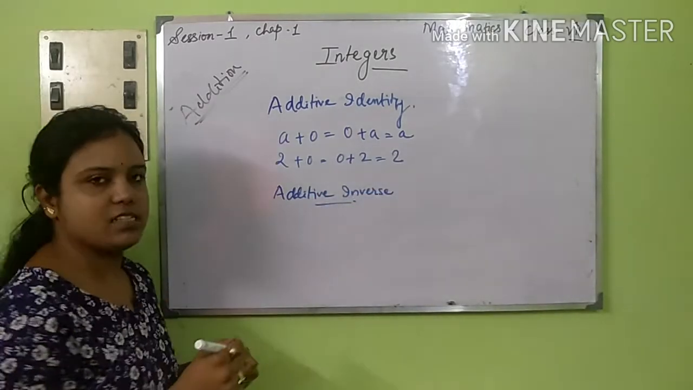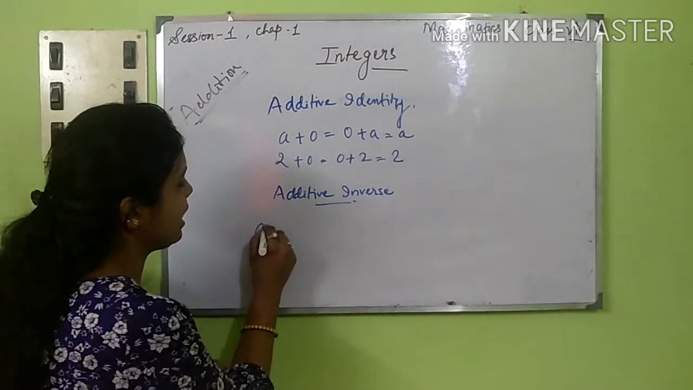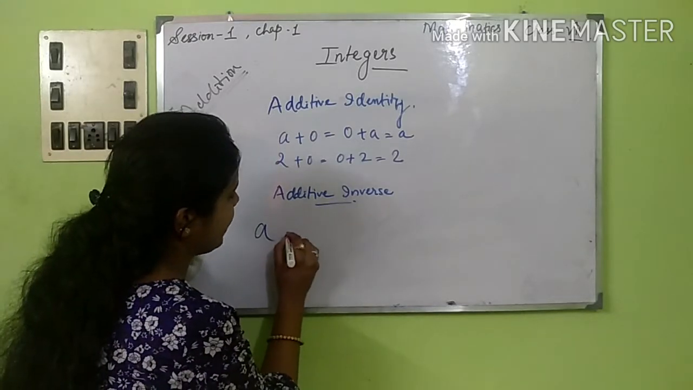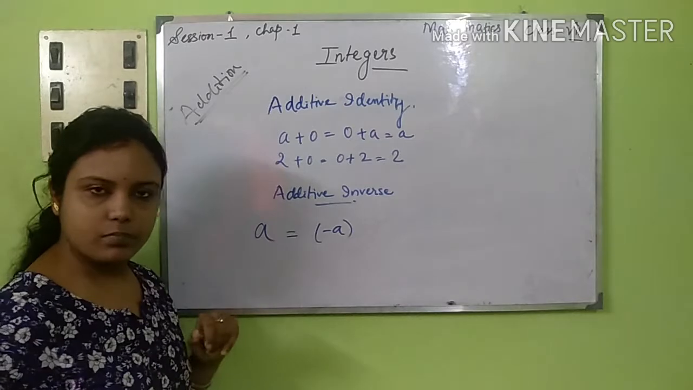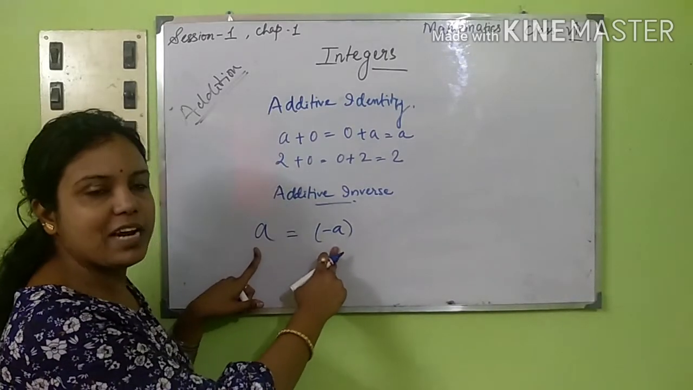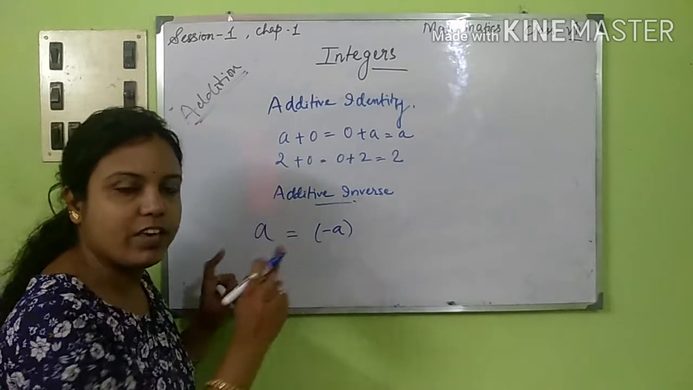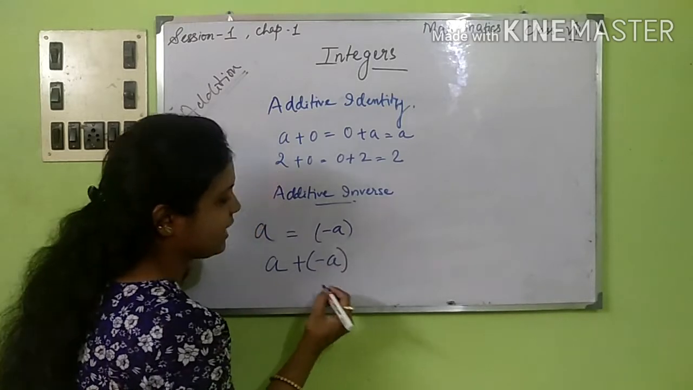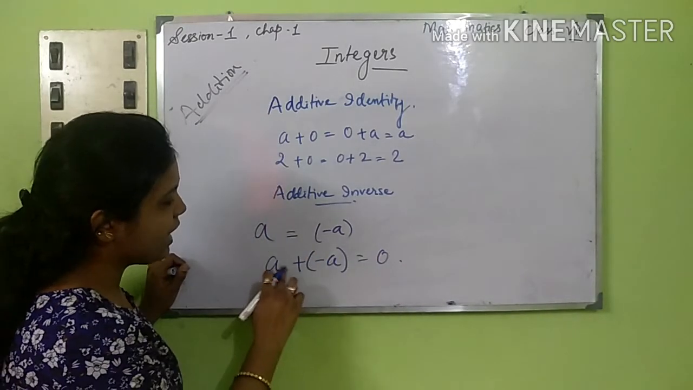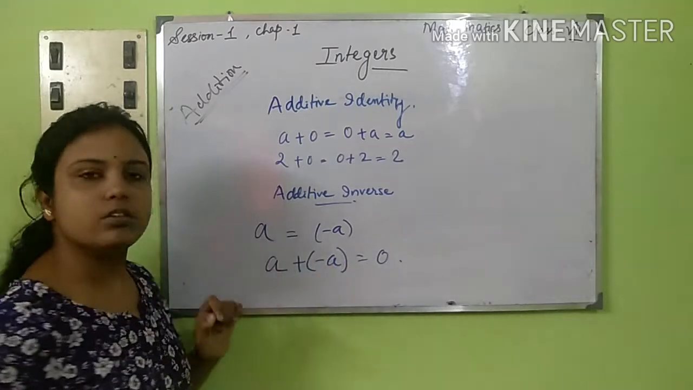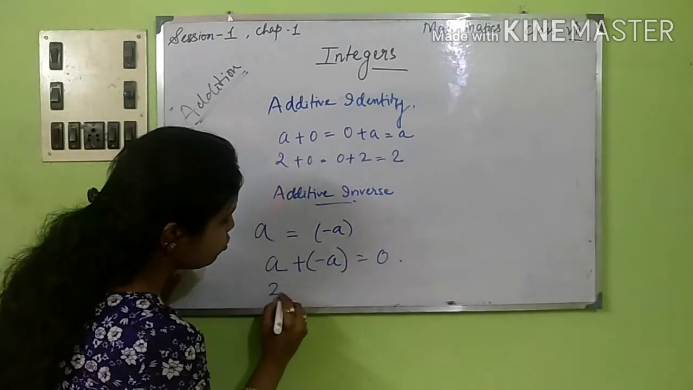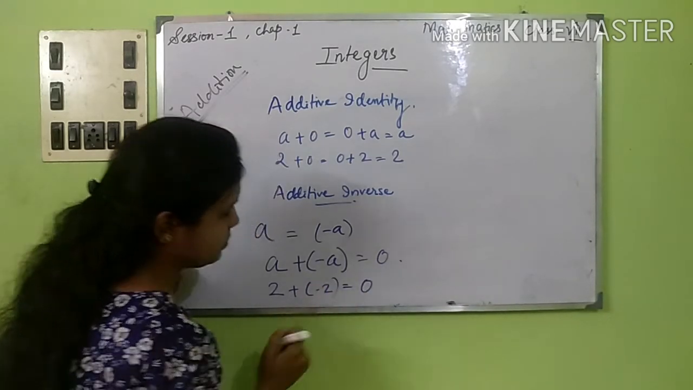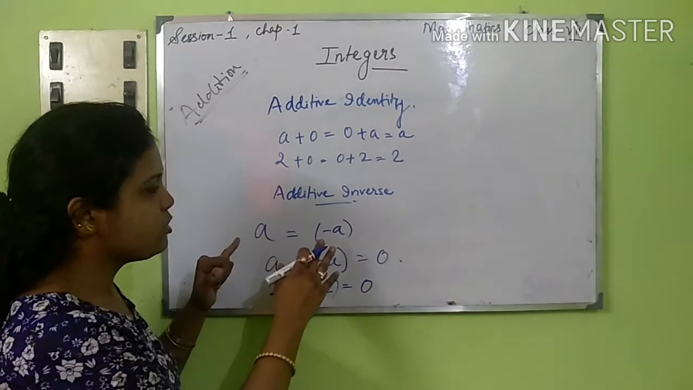Additive inverse tells us that if we take an integer, suppose a, its additive inverse will be minus a. So if an integer and its additive inverse are added, we get 0, because we know a plus minus a will give you 0. So 2 plus minus 2 will give you 0.